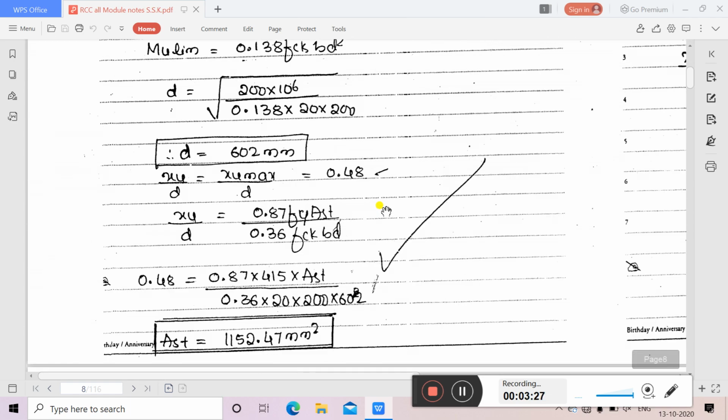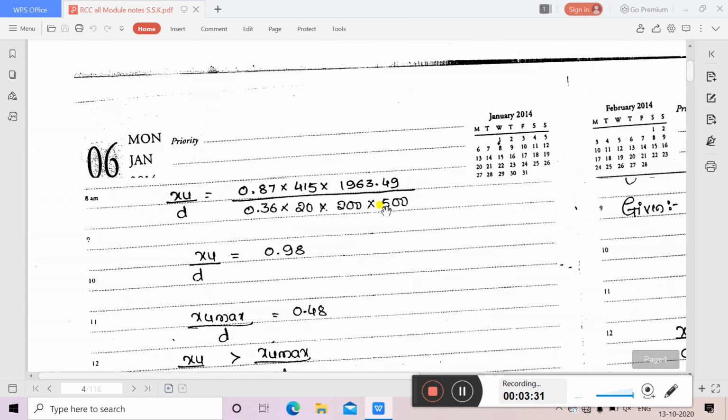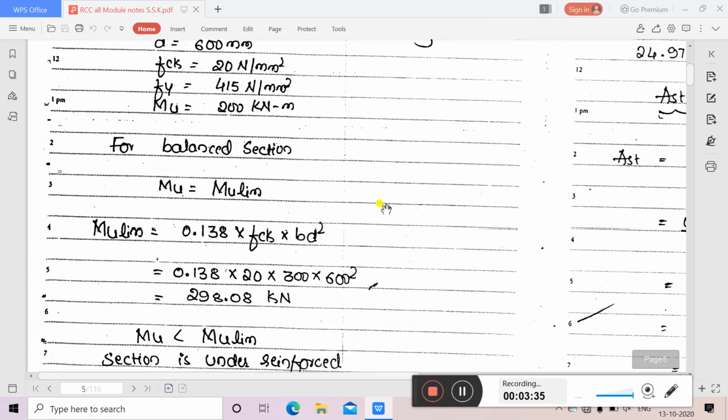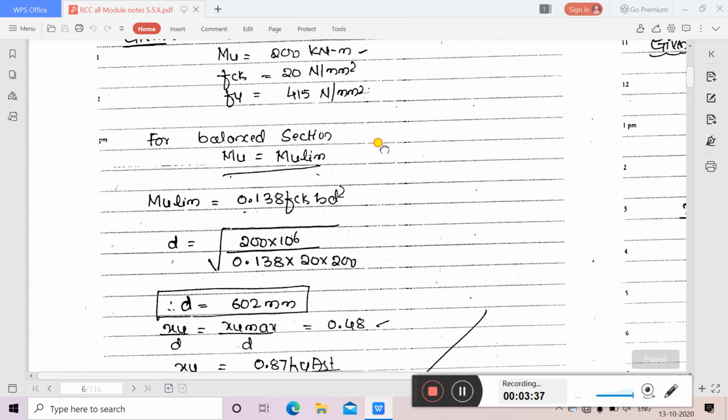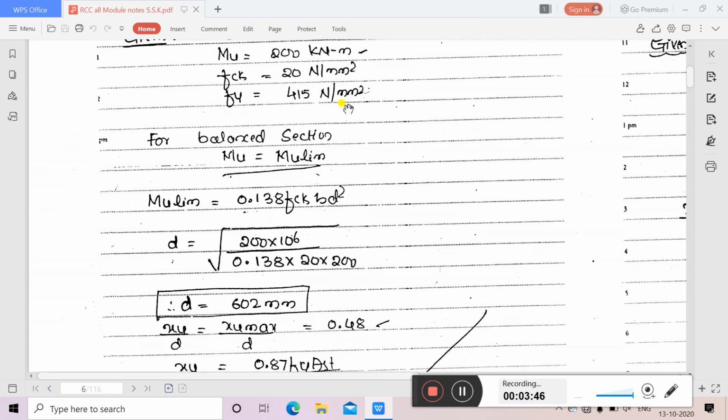In this way we'll be finding the effective depth of beam as well as the reinforcement required to resist the moment, that is 200 kilonewton meter. First I'll make it a balanced one. Mu is equal to Mu limit.